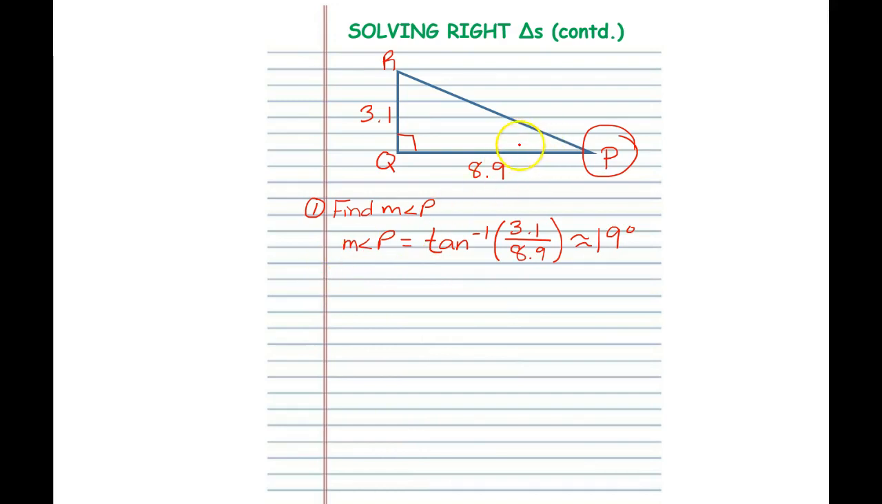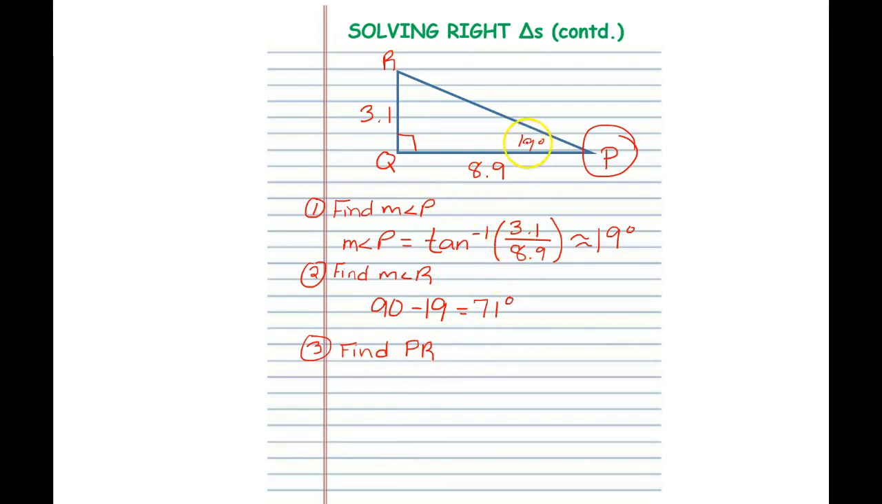All right, so now that we know that angle P is 19 degrees, you guys should know how to find angle R without even using trig. So the measure of angle R is 90 minus 19. And that's going to give you 71 degrees. And then we're going to find PR. We have a right triangle and two given sides. Let's use the Pythagorean theorem.